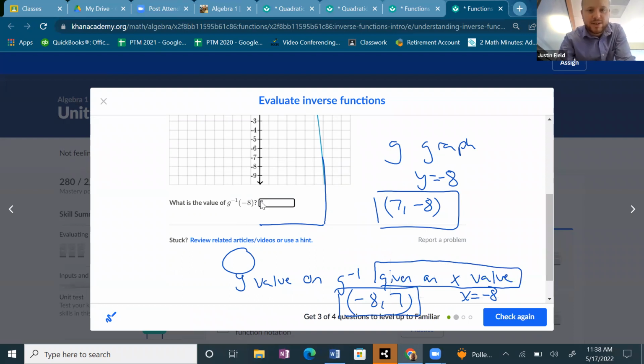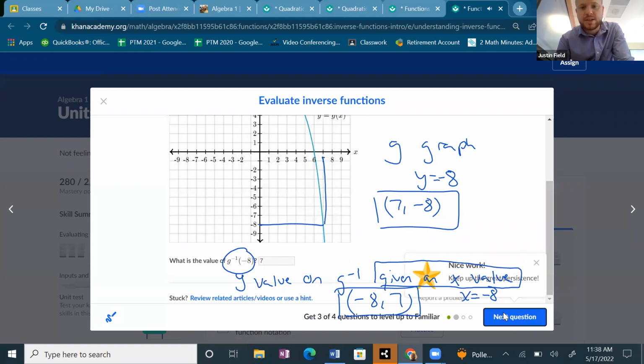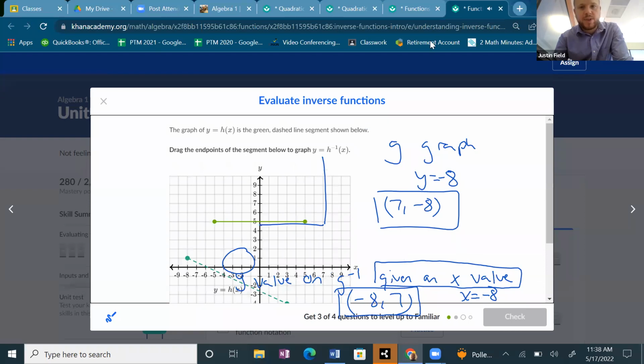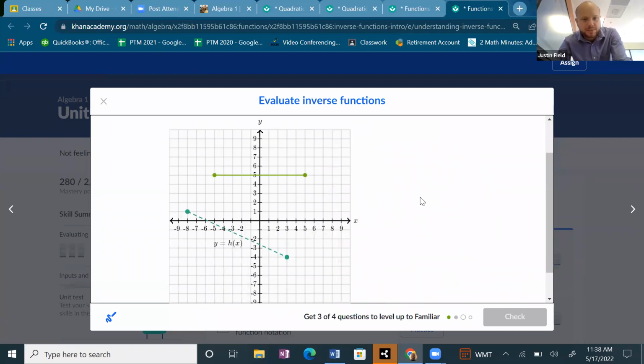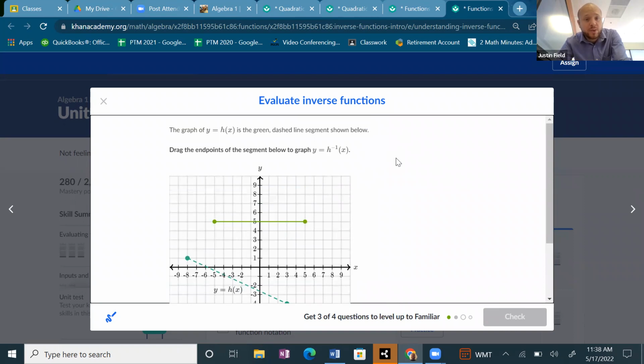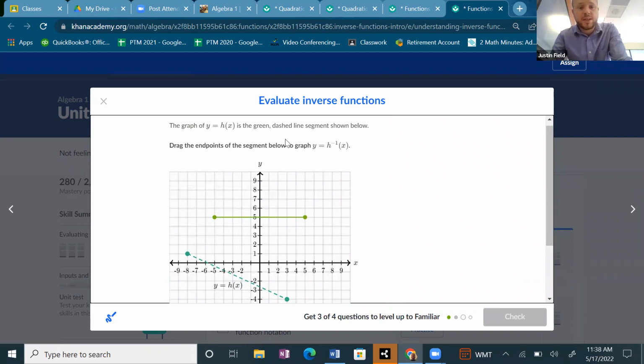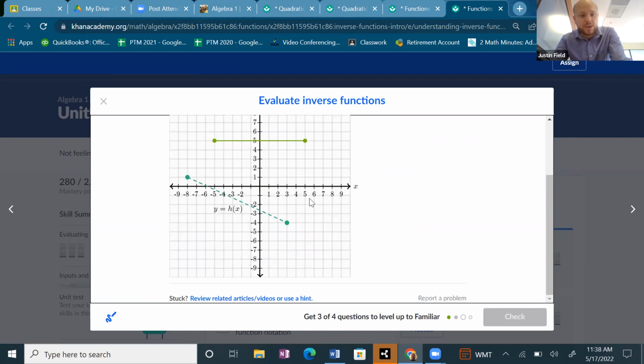It's 7. All right. Okay. Let's do one more. So now we want to drag the segment across. They just keep having different functions.